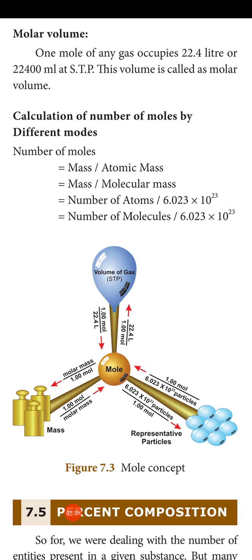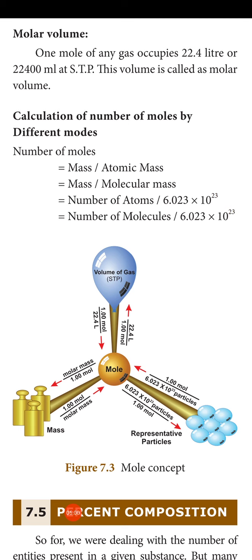1 mole of hydrogen, it will occupy only 22.4 liter. So that is called as molar volume. Then calculation of number of moles by different modes. Okay, we know the definition for mole. So let's see the formulas to calculate the number of moles based on the different types of particles given.